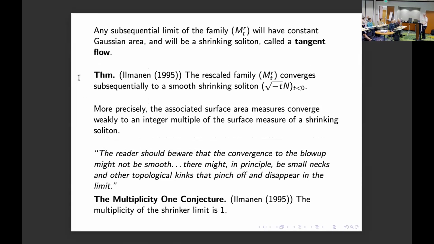Now, Ilmanen showed that you can actually extract such a subsequential limit. He has an important theorem from 1995. He showed that if you look at this rescaled family, it does converge subsequentially to a smooth shrinking soliton. But there are two caveats here. First, this is not smooth convergence. It's a kind of weak convergence.